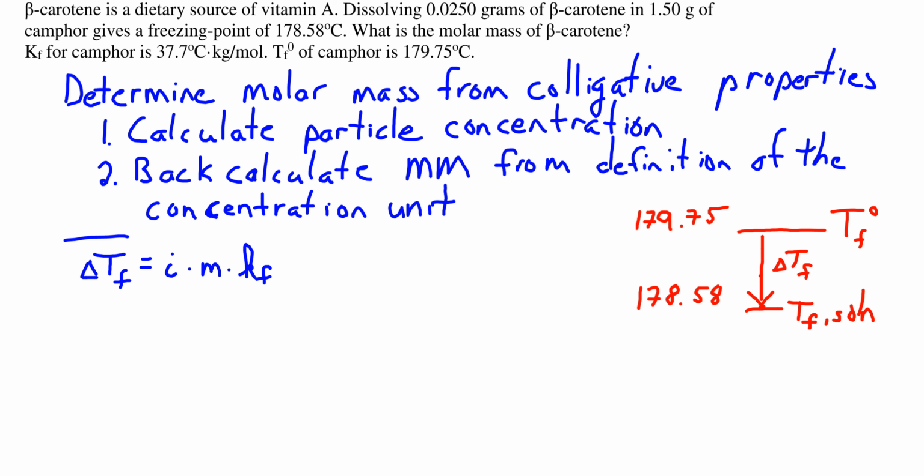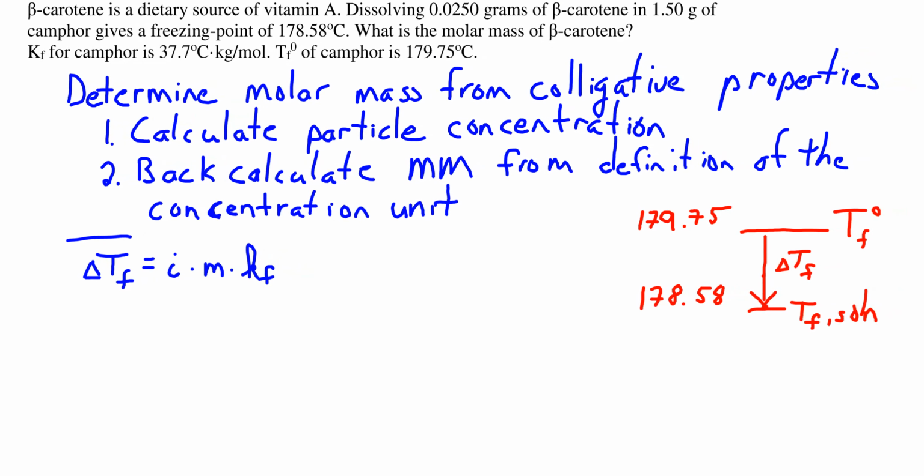We're given the freezing point of the pure solvent and the freezing point of the solution. The difference between these is going to be the delta TF. So we're going to subtract this value from the freezing point of our pure solvent to get our delta TF.